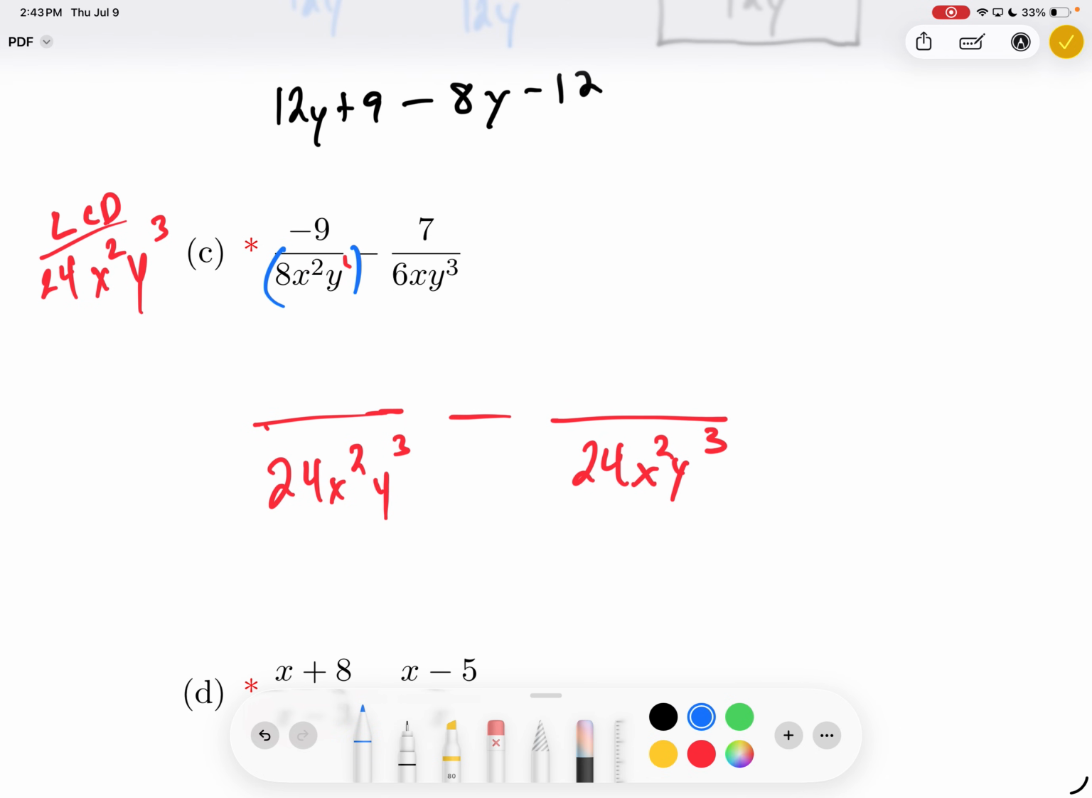So what can I multiply this one by to get it to be 24x squared y cubed? You got 3 x's, I already have 2 of them, and I need 2 y's, y squared. So now I'm going to multiply the top by 3y squared, so that would be negative 27y squared. On the bottom one, what do I need? 4 and an x. Is that all good to you? 4 times 6 is 24. X times x is x squared. I already got y cubed, so I multiply the top by 4x. And I get 28x.